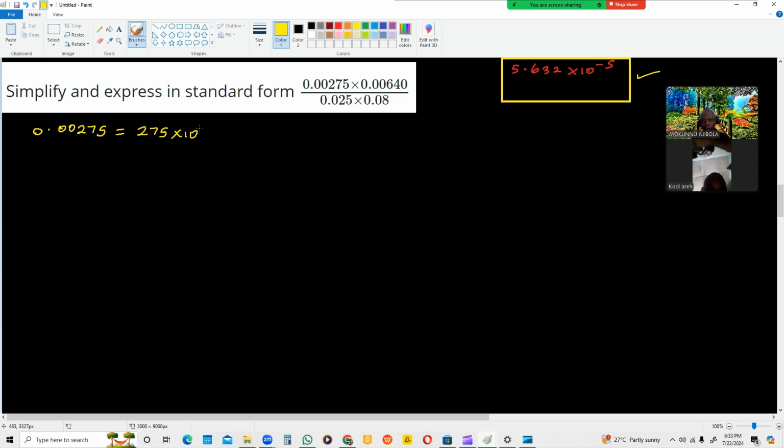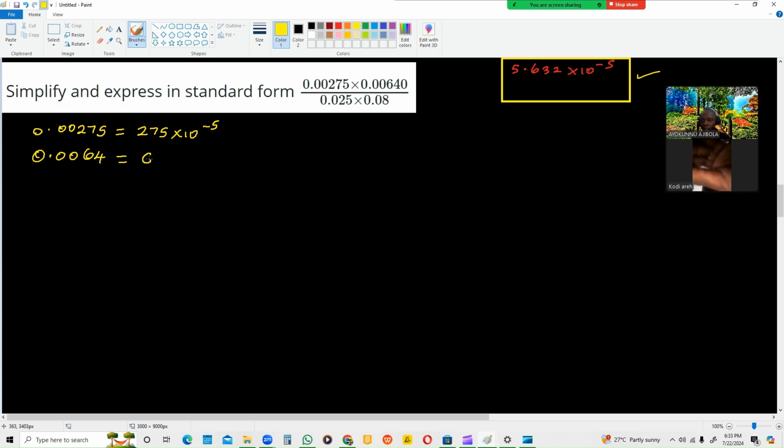Okay? So I have removed all of the points. How many steps? One, two, three, four, five. Is that clear? Yes, sir. That is negative 5. Then the other number, 0.00640. I don't need the last zero since there is no number after it. So I can stop at this. But if there is a number, I have to write it.